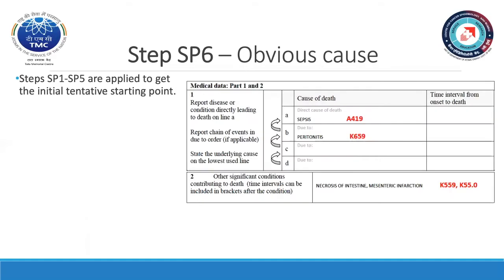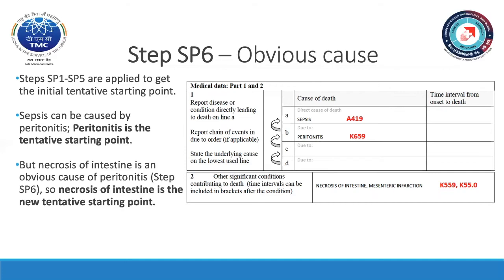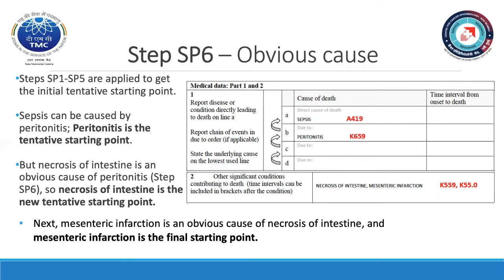In this case, steps SP1 to SP5 are applied to get the initial tentative starting point. Sepsis can be caused by peritonitis. Peritonitis is the tentative starting point. But necrosis of intestine is an obvious cause of peritonitis, step SP6. So, necrosis of intestine is the new tentative starting point. Next, mesenteric infarction is an obvious cause of necrosis of intestine, and mesenteric infarction is the final starting point.